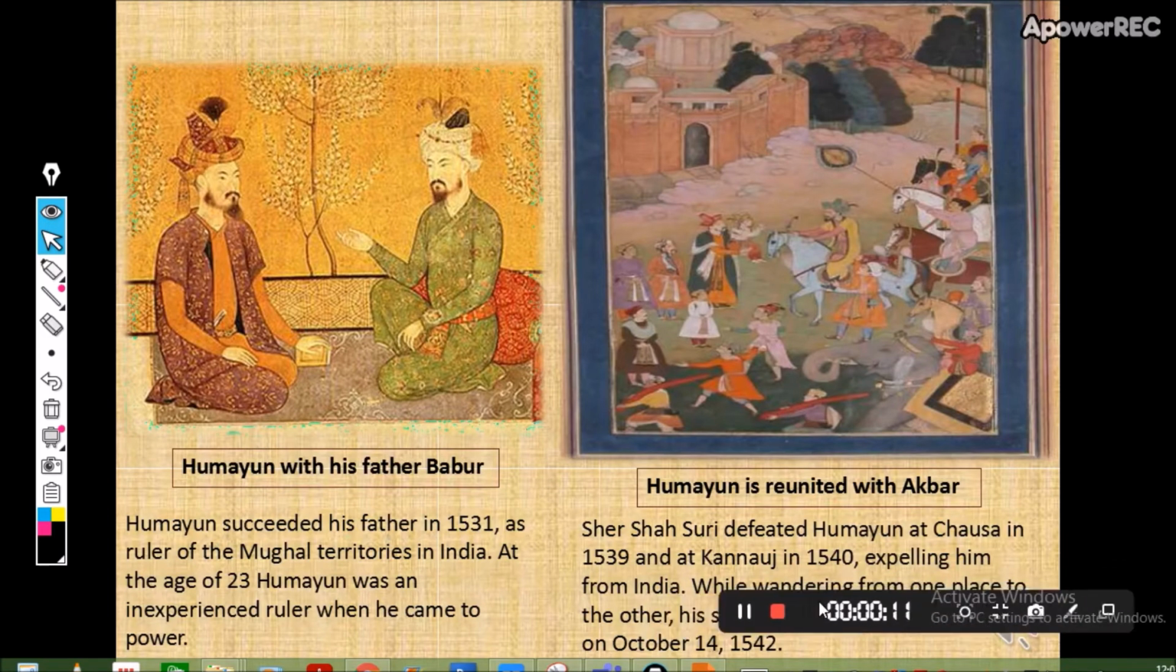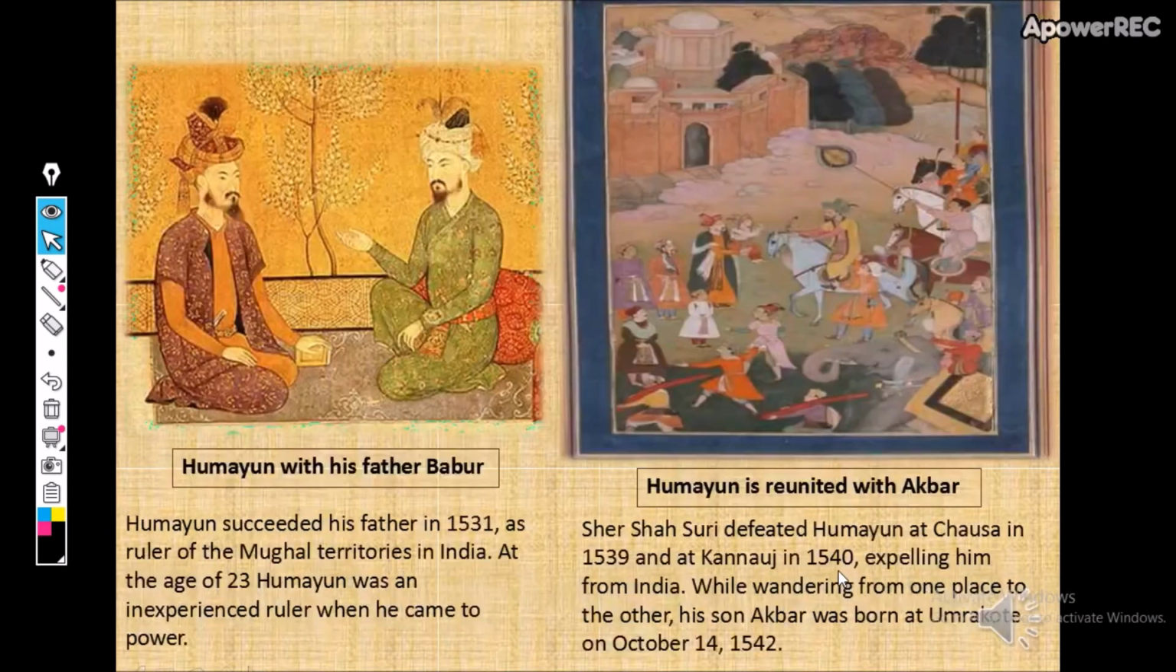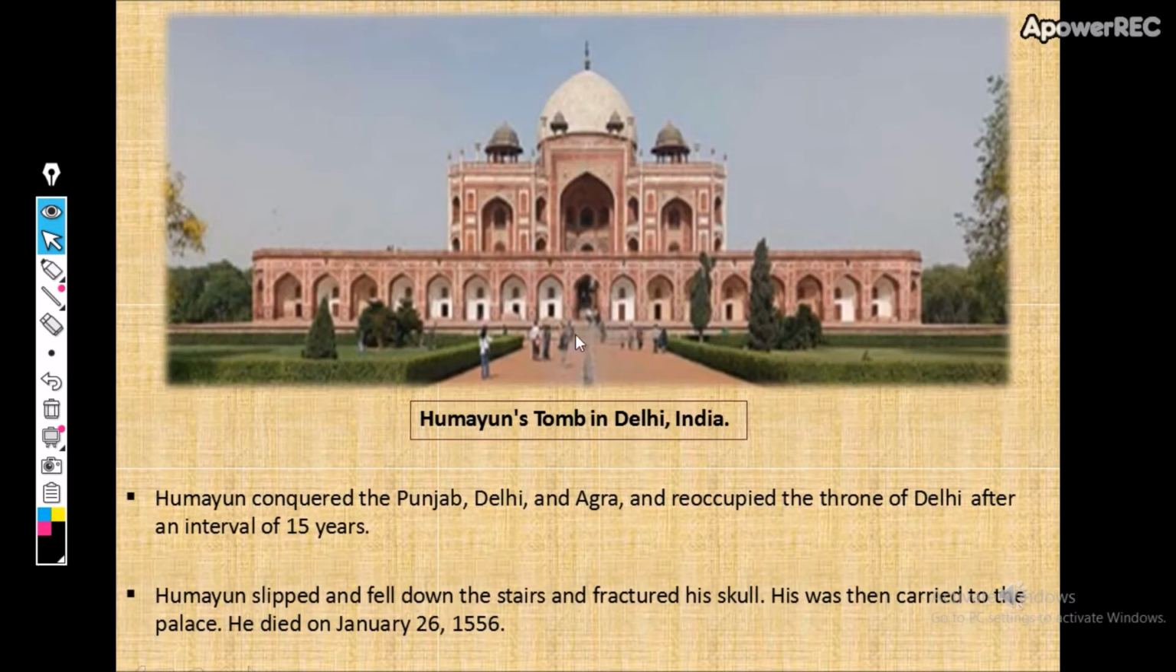Sher Shah defeated Humayun at Chausa in 1539 and at Kanauj in the year 1540, expelling him from India. While wandering from one place to another, his son Akbar was born at Umarkot in the year 1542. This is Humayun's tomb in Delhi.